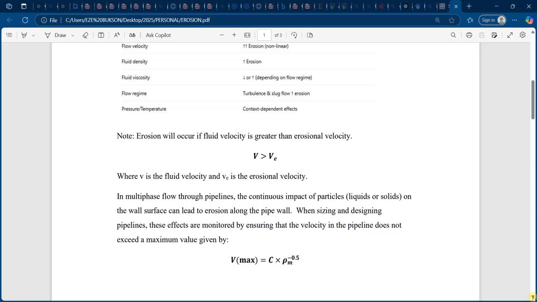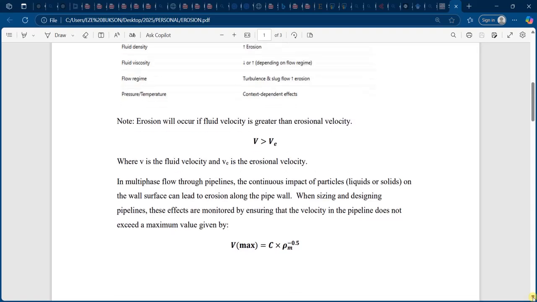Now, moving forward, in multi-phase flow through pipelines, the continuous impact of particles on the wall surface can lead to erosion along the pipe, right? When sizing and designing pipelines, these effects are monitored by ensuring the velocity in the pipeline does not exceed a maximum value, right? So the velocity in the pipeline should not exceed V max, which is given by C times density raised to power minus 0.5, right?